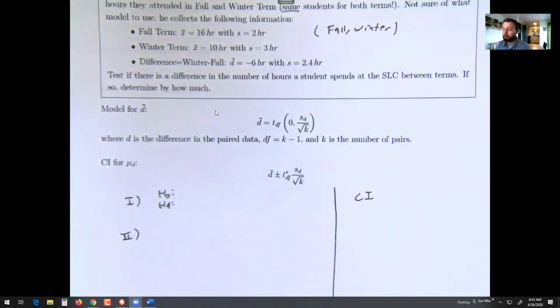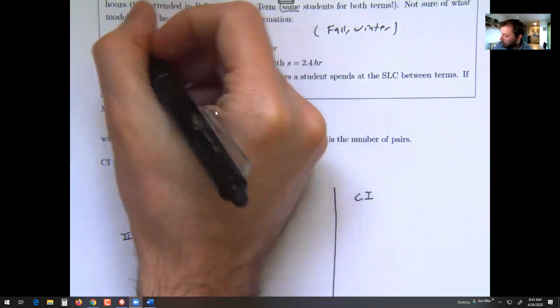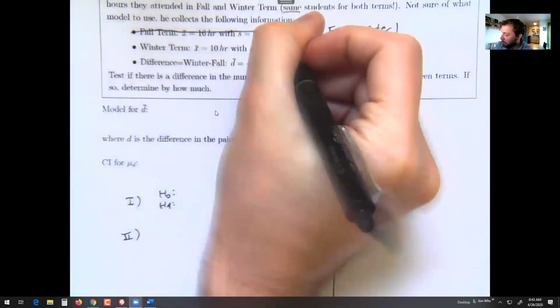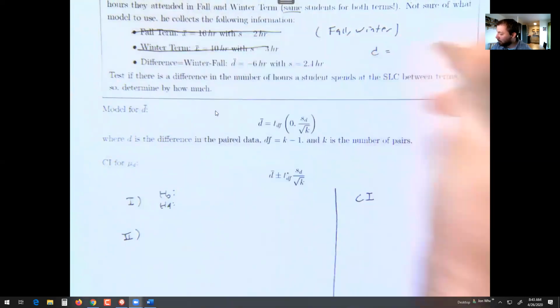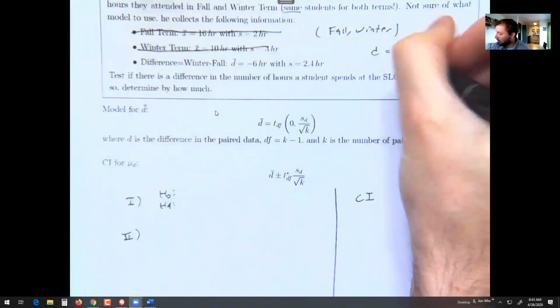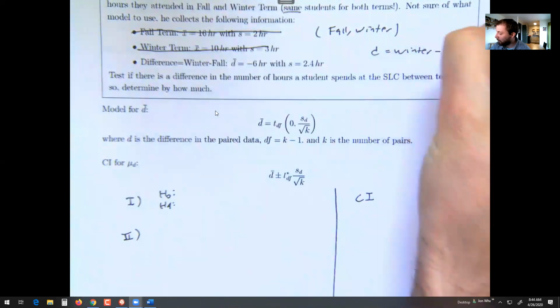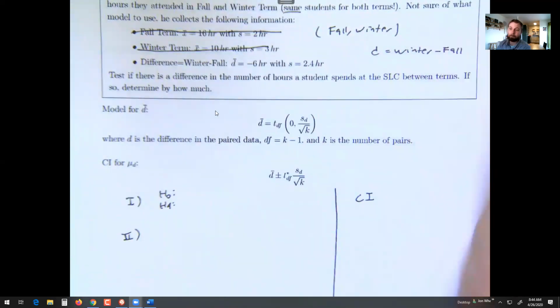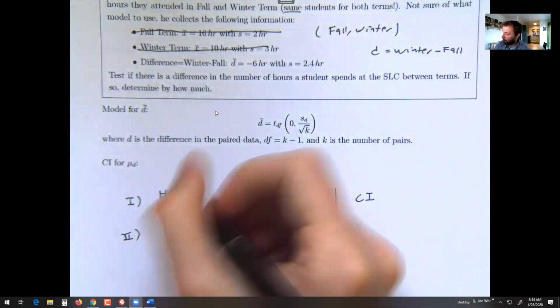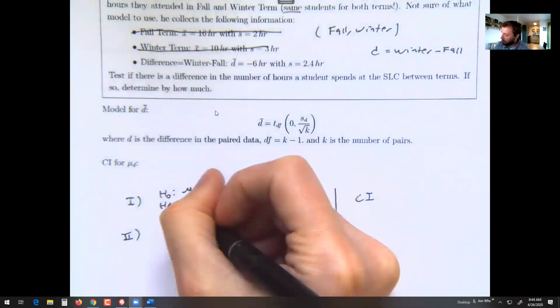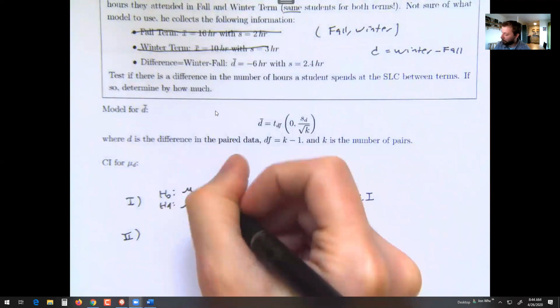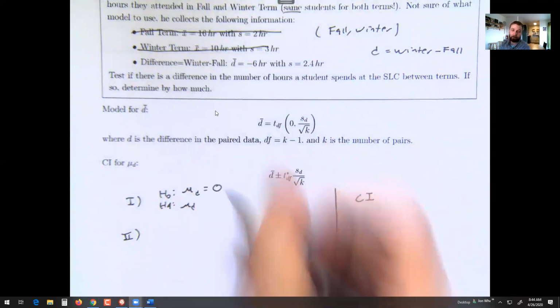They're not independent. As such, I don't look at each of the individual terms, but rather I look at the difference of the two terms. In this case, I'm looking at the difference for winter minus fall. I'm going to do a hypothesis test. I always have the same 4 steps for a hypothesis test. First step, I state my hypothesis. My hypothesis, in this case, average is equal to 0.